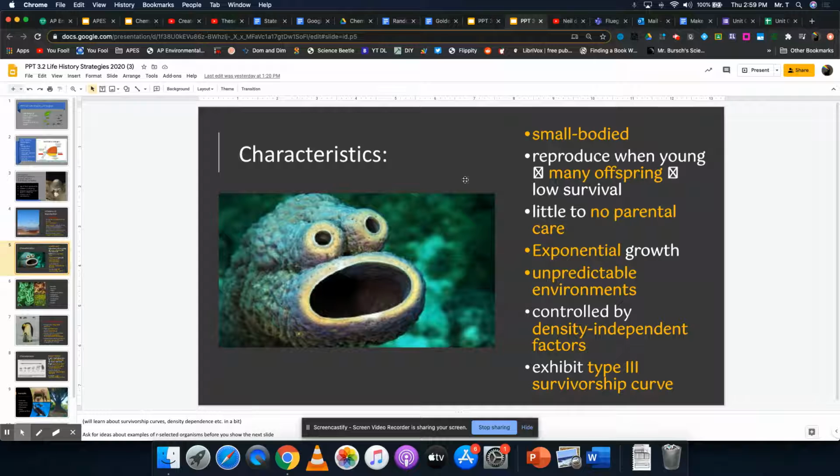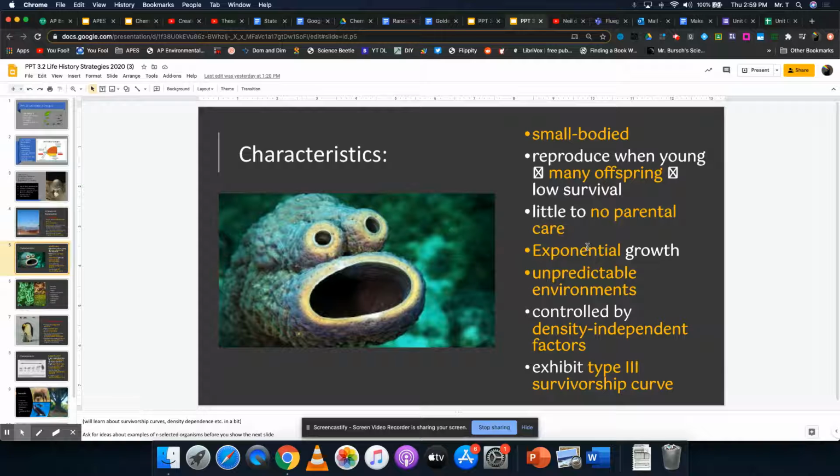Here are the characteristics. Make sure you know this list. They tend to be small. They reproduce when they are young. They have many offspring, and most of those offspring do not survive to adulthood. Most of those little baby species that are being created die. Hard bummer, but it happens. There's little to no parental care. For example, fish will fertilize eggs and then have nothing to do with those baby fish ever again.